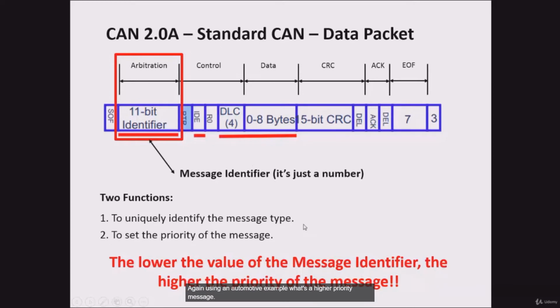Again, using an automotive example, what's a higher priority message? Well, what about an engine light coming on saying that there's an engine problem as opposed to a door lock closing? Door lock closing will actually be a much lower priority than the engine. Remember this, burn this into your memory. The lower the value of the message identifier, the higher the priority of the message.